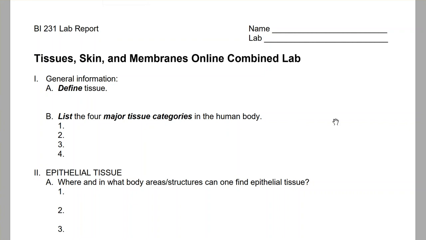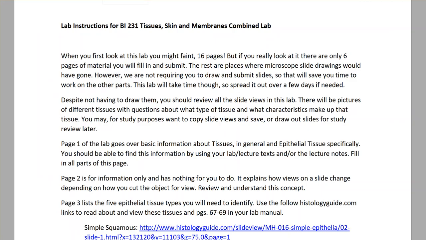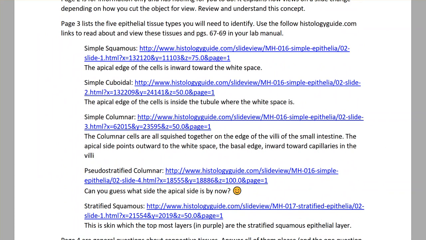So this is the lab report you should be looking at, Tissue, Skin, and Membranes Online Combined Lab. This also has a set of online instructions that go with it. I recommend that you print out this lab so that you can write on it while you are watching my video or while you are studying, just for your own use, because I know you're going to turn in an electronic copy to me. This page are the lab instructions for Biology 231 lab. While it has a lot of information on it, it also has links that you'll be able to click on to go look at images. All of the images I have put into my YouTube video, so you'll see them there too. So this one you might want to leave online so that you can click over to links when you want to check stuff out.